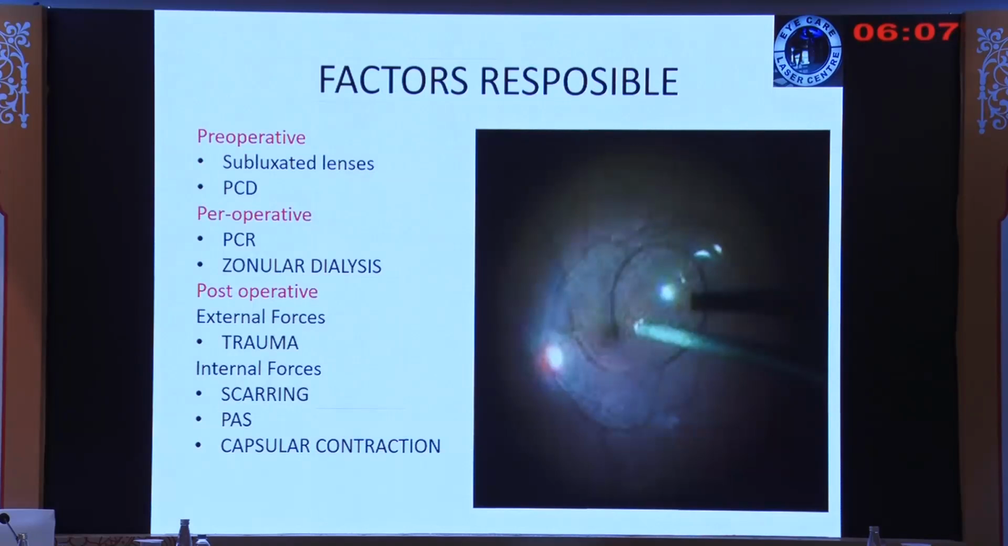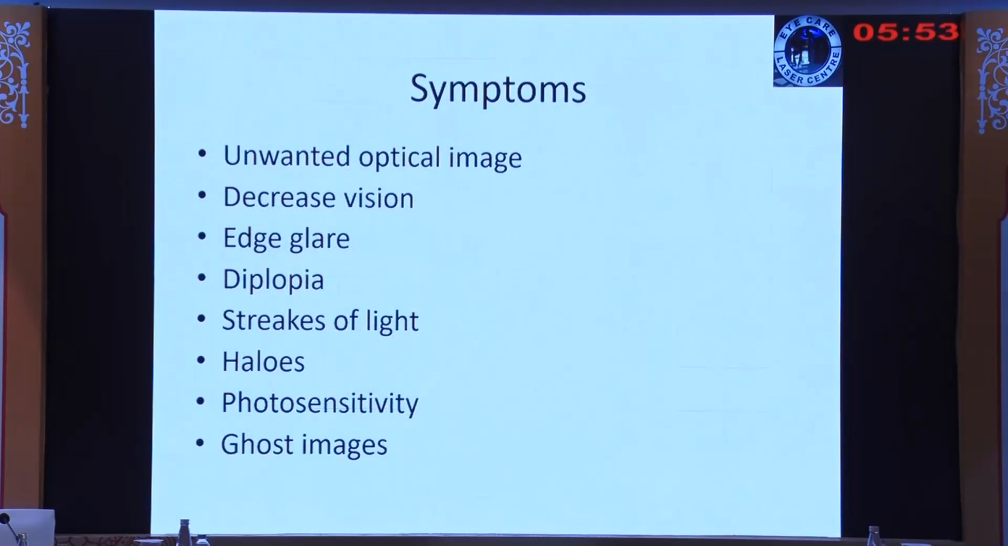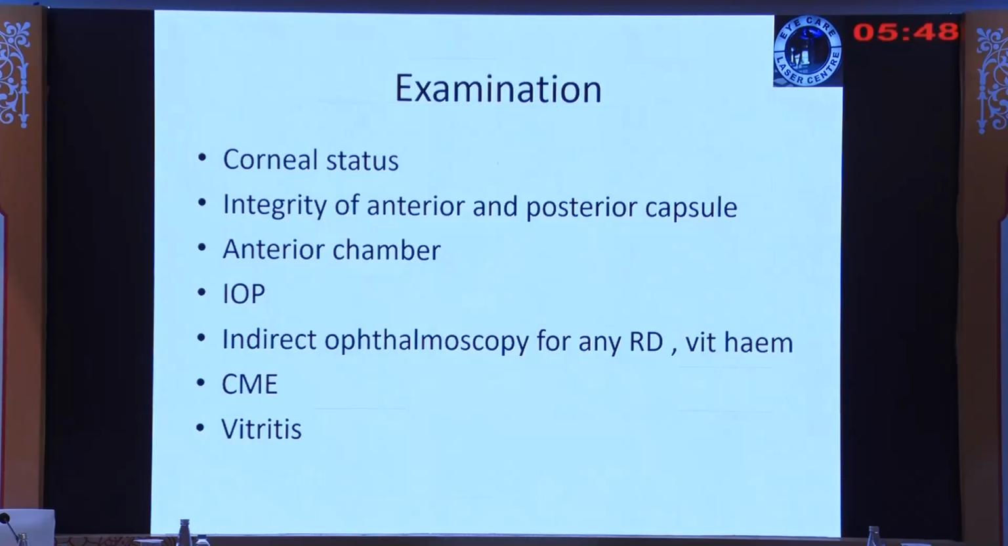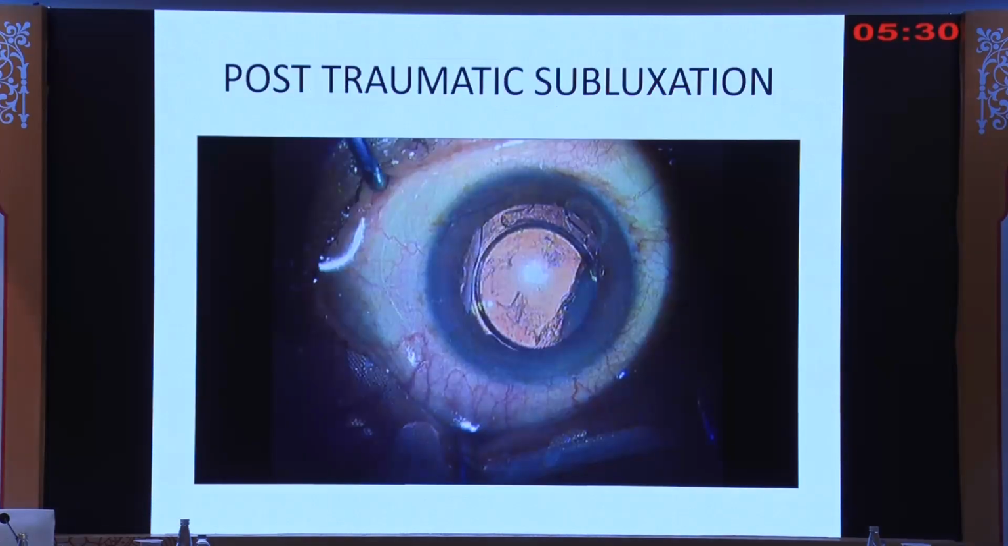The responsible factors are preoperative, peroperative, and postoperative. I'm not going into details, but showing my videos. Accompanying complications include inflammation, increased IOP, corneal decompensation, retinal damage, and unwanted optical symptoms. The main thing is the visual rehabilitation. On examination, we have to see the corneal status, integrity of the anterior and posterior capsule, anterior chamber, IOP, and do indirect ophthalmoscopy. If we can, we look at the periphery of the retina for any hemorrhage, CME, or vitritis. The management concept is that a back-to-front approach is the best for these cases.